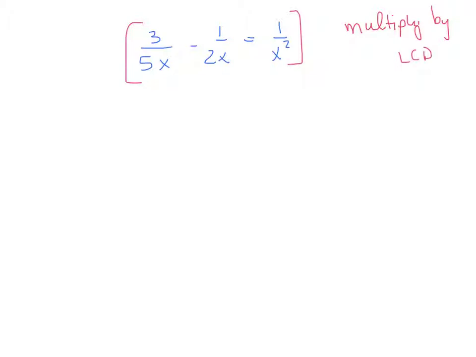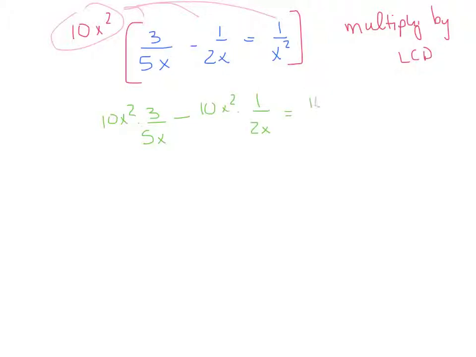So what I'm going to multiply by is actually 10x squared, because if I gave everything the same denominator, that is what the denominator of everything would be. Now, we are going to distribute that to everything, so that monomial gets taken to everything. I'm going to write this out now, but I would probably not write this out on every step once you're familiar with these. But this is going to be 10x squared times 3 over 5x. I'm just going to put the minus sign there. 10x squared times 1 over 2x equals 10x squared times 1 over x squared.